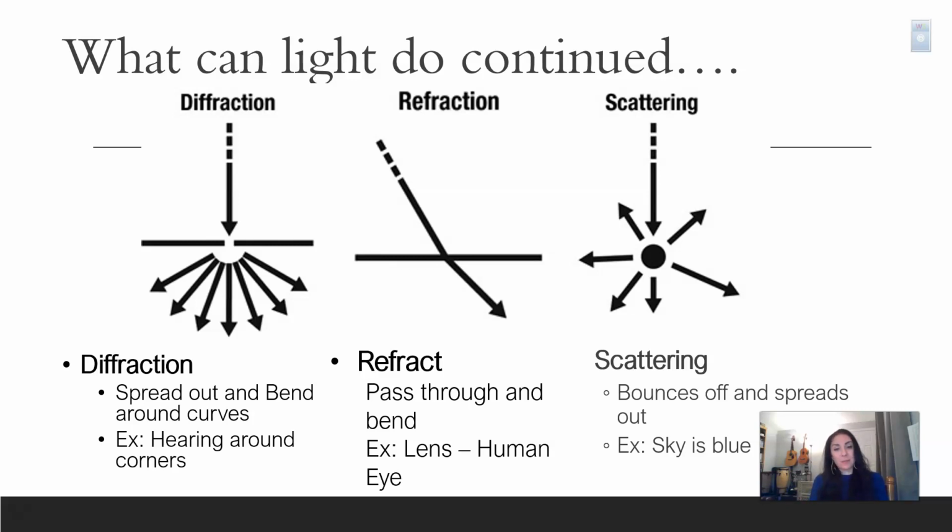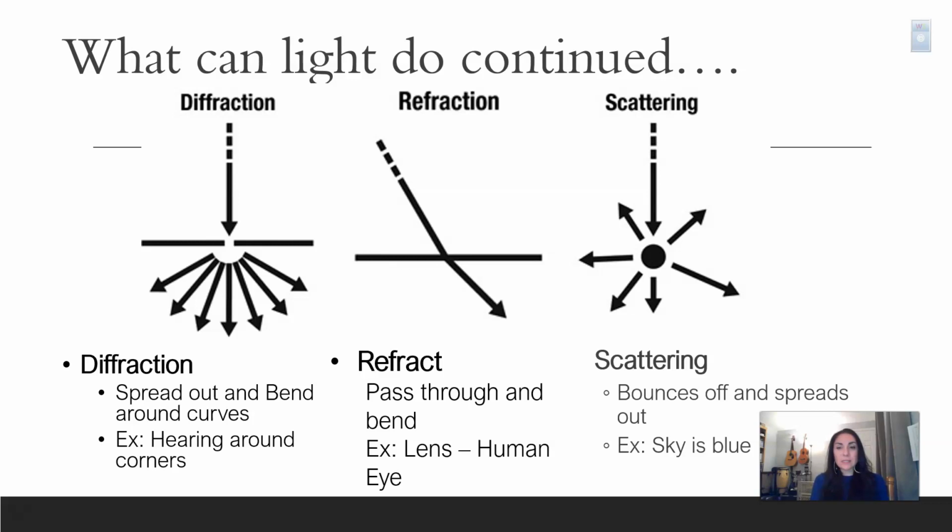Refraction is one of the labs that we do. Refraction is the bending of light because it enters into a different medium. Our eyes work like this, and our glasses work this way. Those are some major examples, but it's the bending of light as it passes through another medium. And lastly, I talk a lot about light, right?